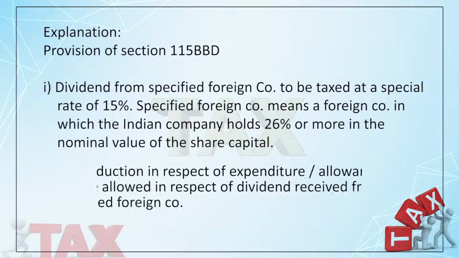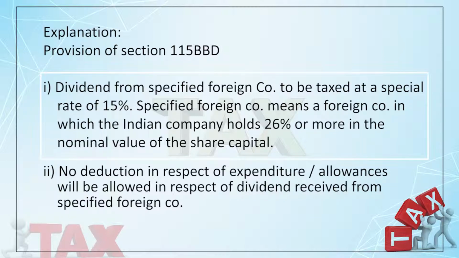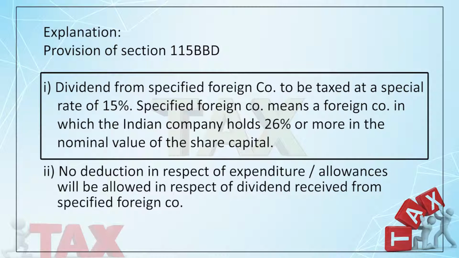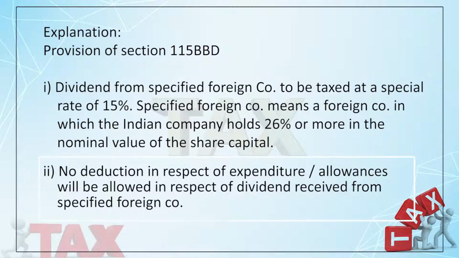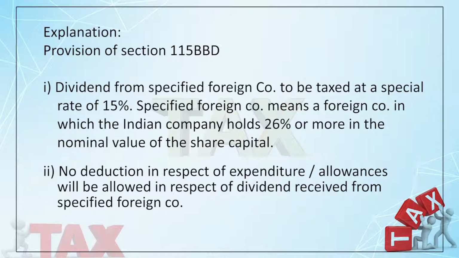Here you have to check again, in case of specified foreign company, no deduction in respect of expenditure or allowance will be allowed in respect of dividend received from a specified foreign company. So, you have to keep in mind two points. One, you have to check whether it is a specified foreign company or not. If it is a specified foreign company, the dividend received from such company will be taxed at the rate of 15%, and in respect of such dividend, no expenditure or allowance will be deducted. So, 2 points to be remembered.